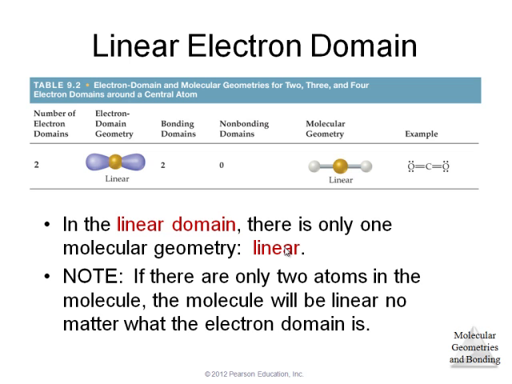So the first one is the linear electron domain. Linear is just 2 electron sets around the central atom.